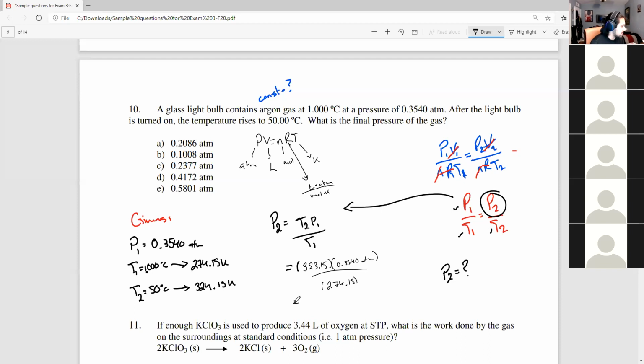And then if you guys can tell me my new pressure. I got 0.4173 is what I got. Is that what everyone else got? Yes. Okay. And is that what Dr. Saupe got? I don't know if that's what he got. Yes. All right, I'll take yes. So it would be D in this case.